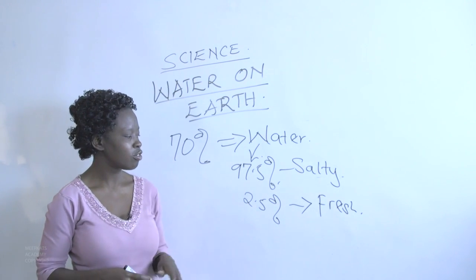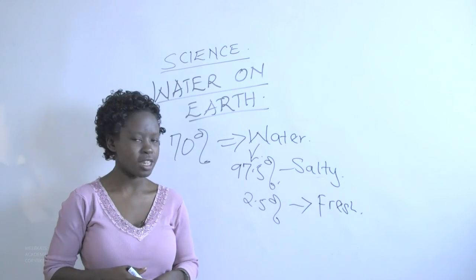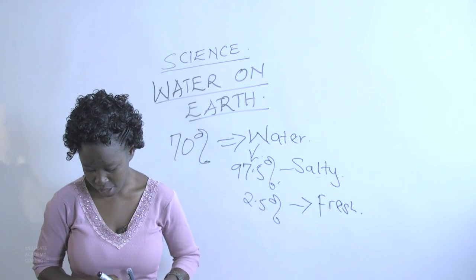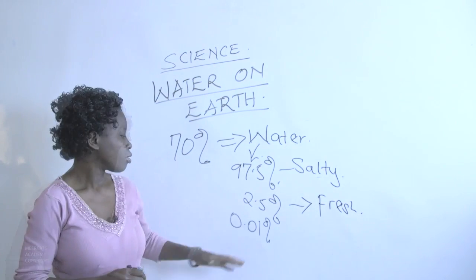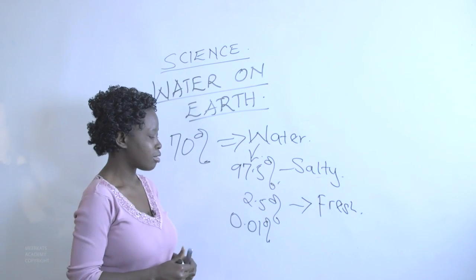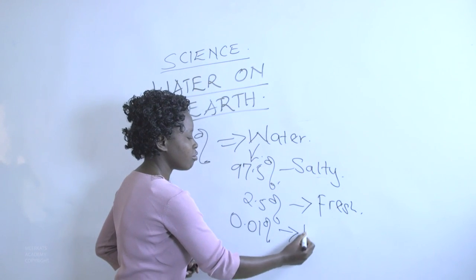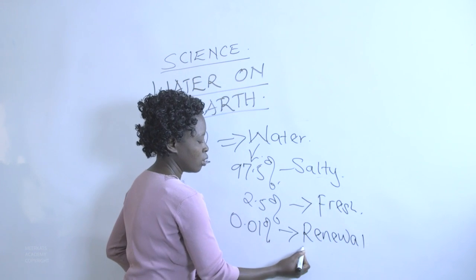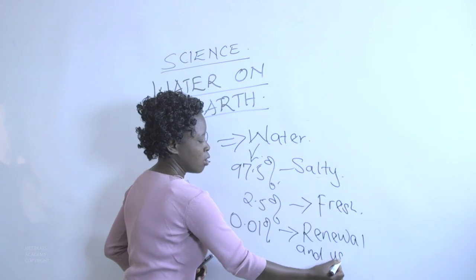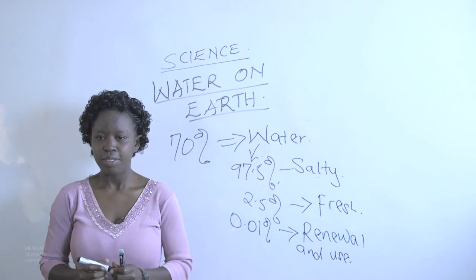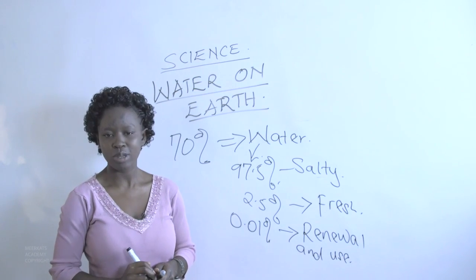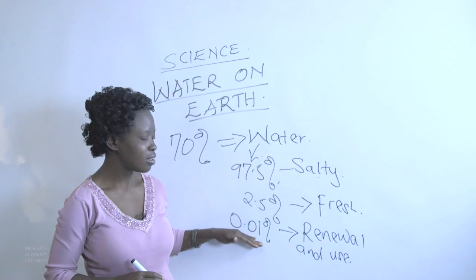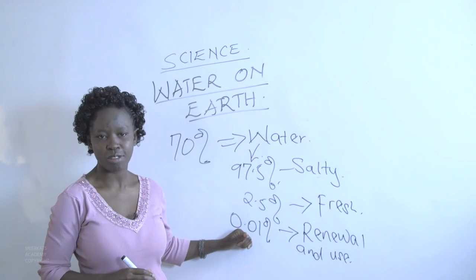So of this 2.5% of the water that is fresh, not all of it is on the surface. We are having about 0.01% as the only water that is available for renewing and use. The rest of the 2.5% of the water is found underground. So the water that is available for use is 0.01%.